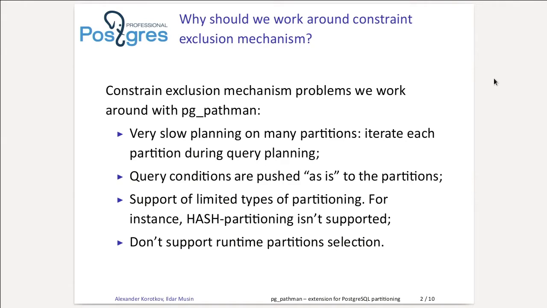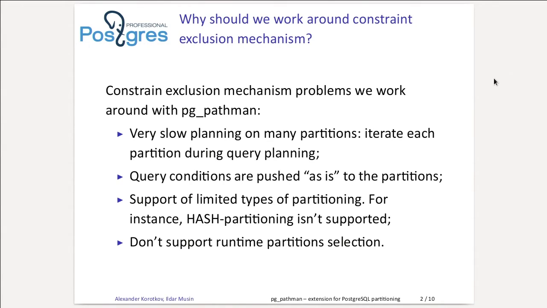So in particular, the restrictions we want to work around are, at first, very slow query planning with a large number of partitions, because constraint exclusion just iterates over each partition during planning of each query. With a large number of partitions, it's very slow. If your query is simple, it could be much slower than the actual query execution. Another limitation of the constraint exclusion mechanism is that query conditions are pushed as is into partitions without any simplification.